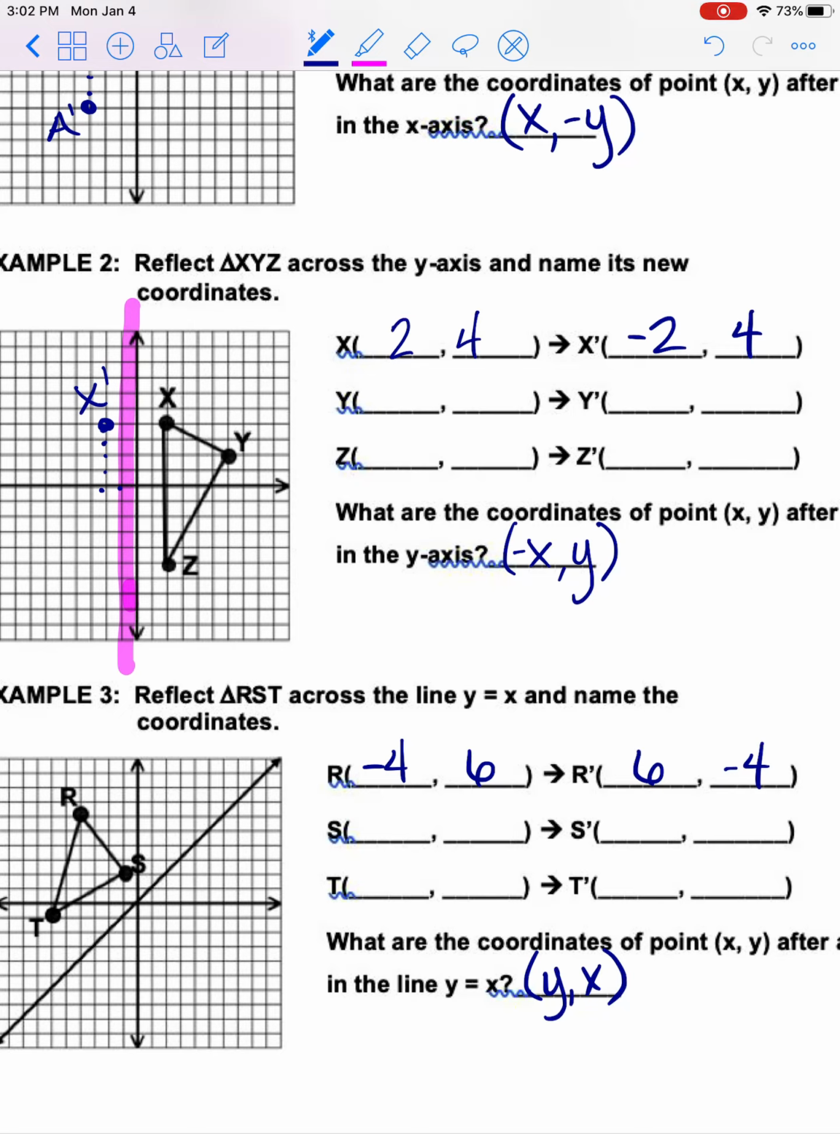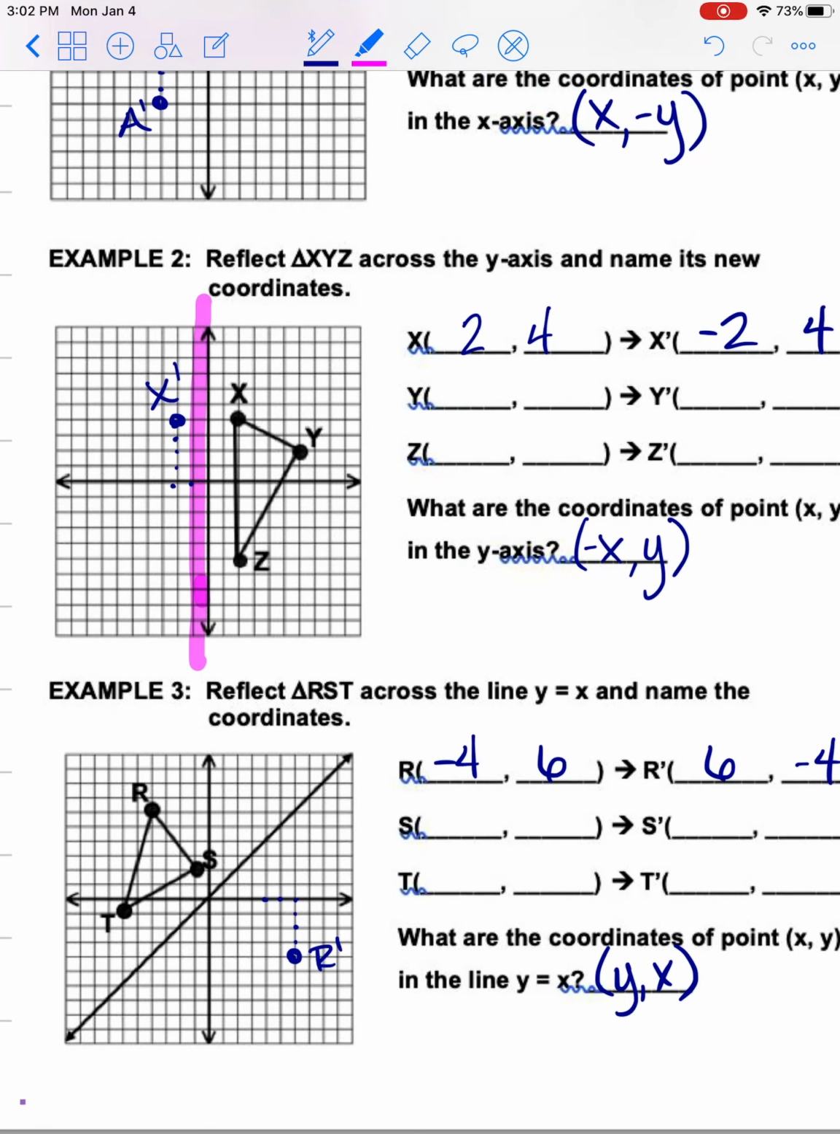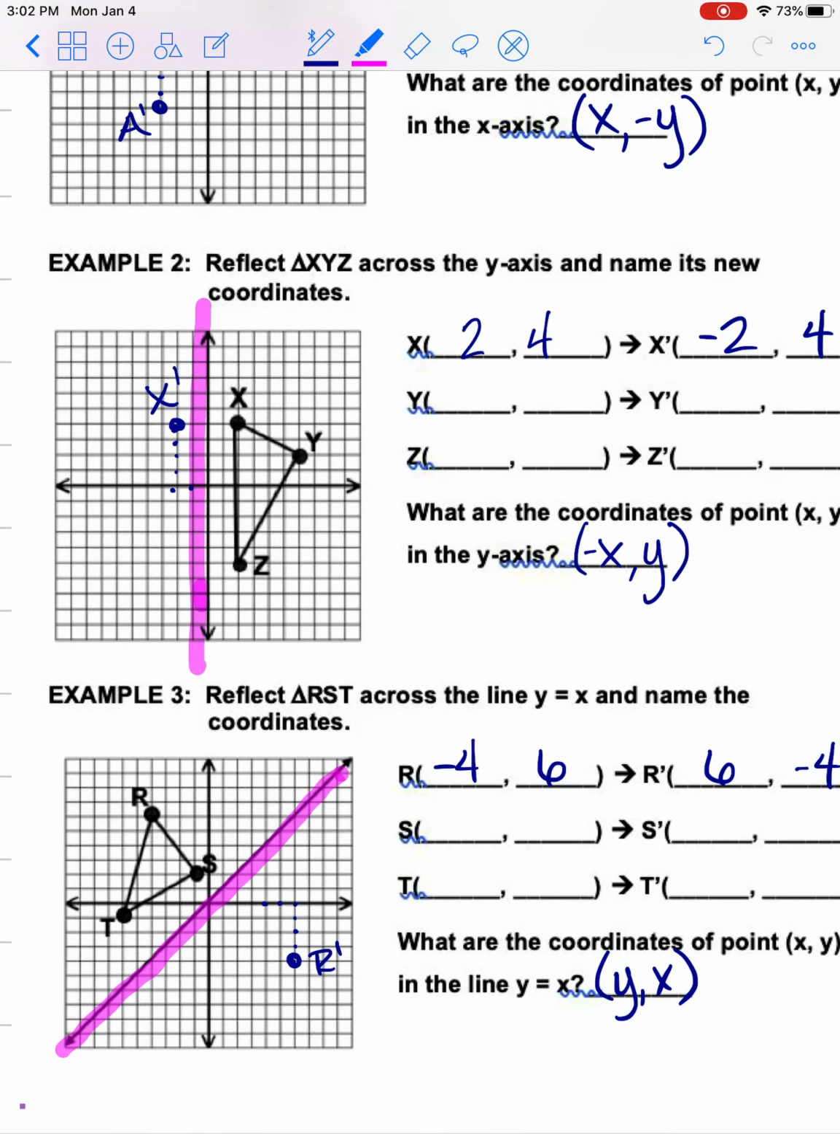So if we go to graph that, 1, 2, 3, 4, 5, 6, down 4, 1, 2, 3, 4. There's where R prime goes. And we can see across the line y equals x. And if you have to kind of turn it sideways, that's fine too, so you can see it being reflected.